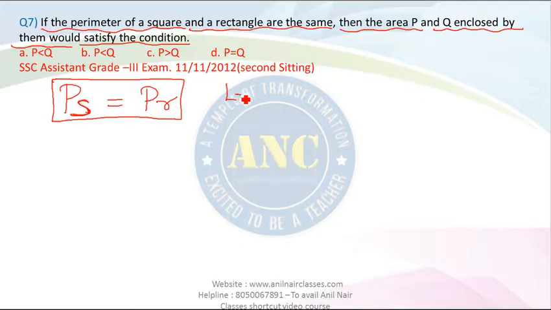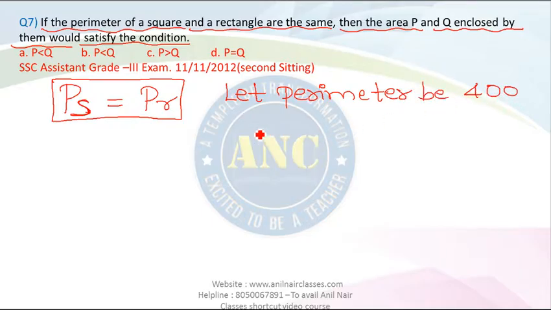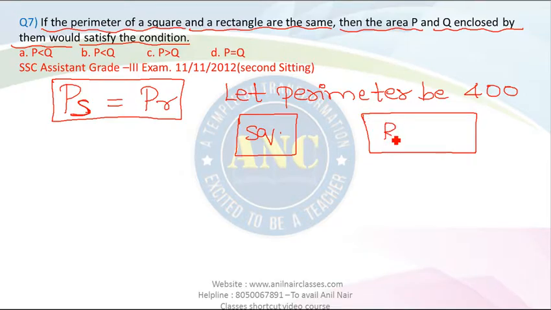Now suppose, for example, I am assuming that the perimeter is 400, right? Let the perimeter be 400. Now see here, sir, there are two geometrical figures in this question. The first geometrical figure is a square, and the second geometrical figure is a rectangle, right?